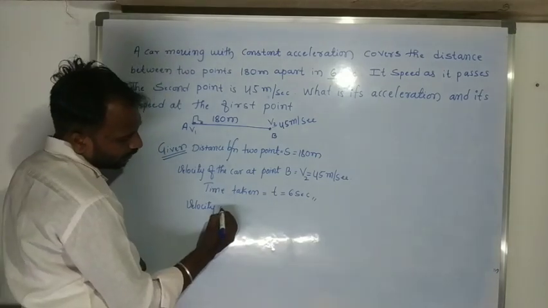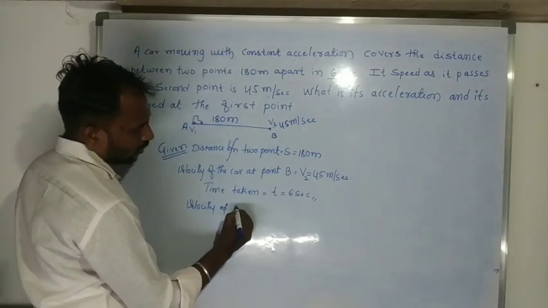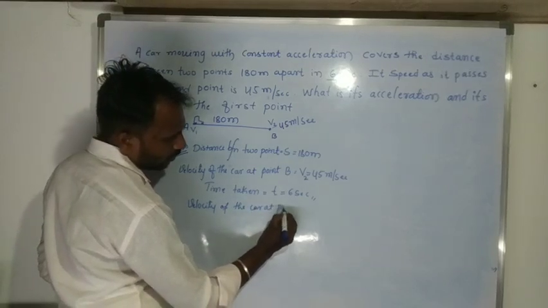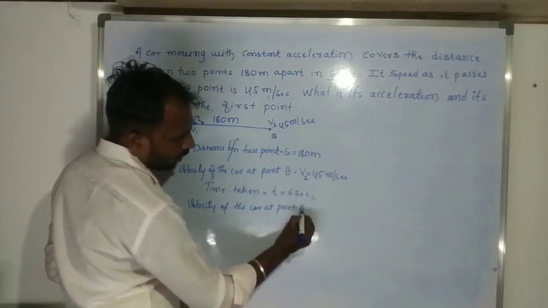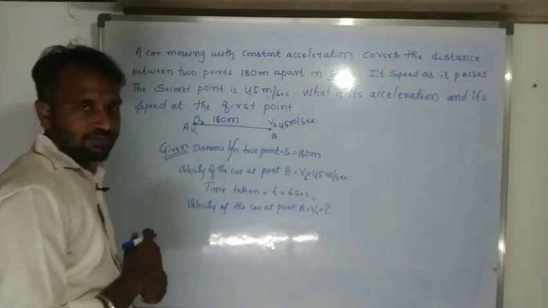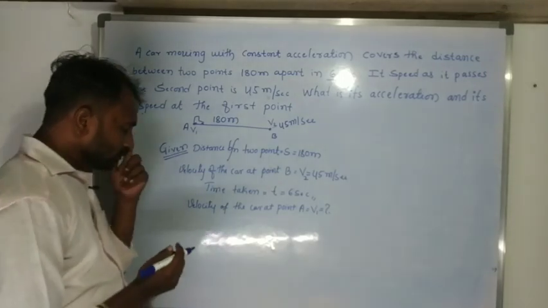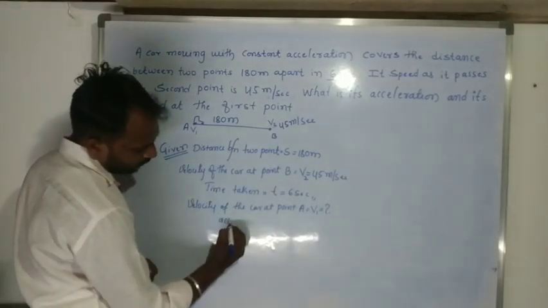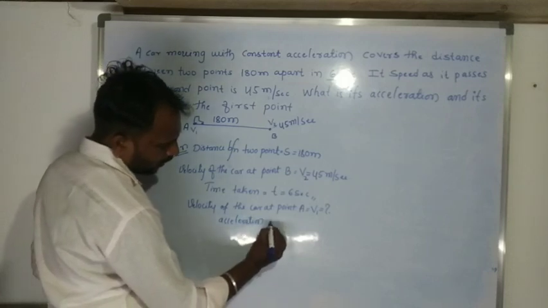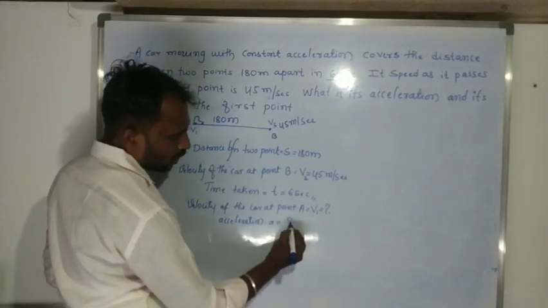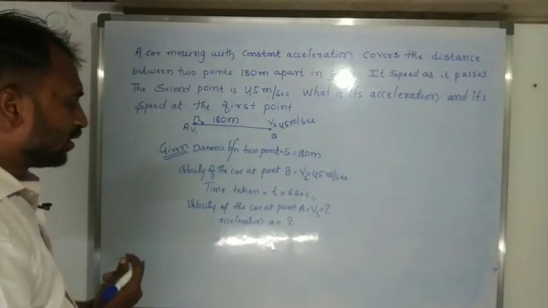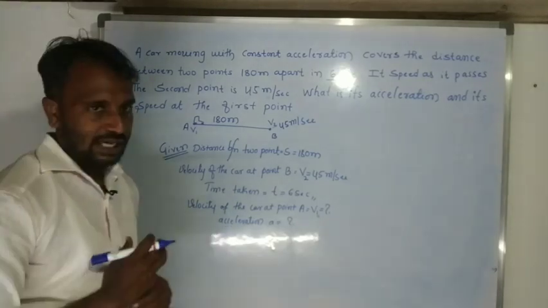So the velocity of the car at point A, we consider v1, is equal to question mark. And next one, acceleration a is equal to question mark. So here we want to calculate the velocity v1 and the acceleration a.